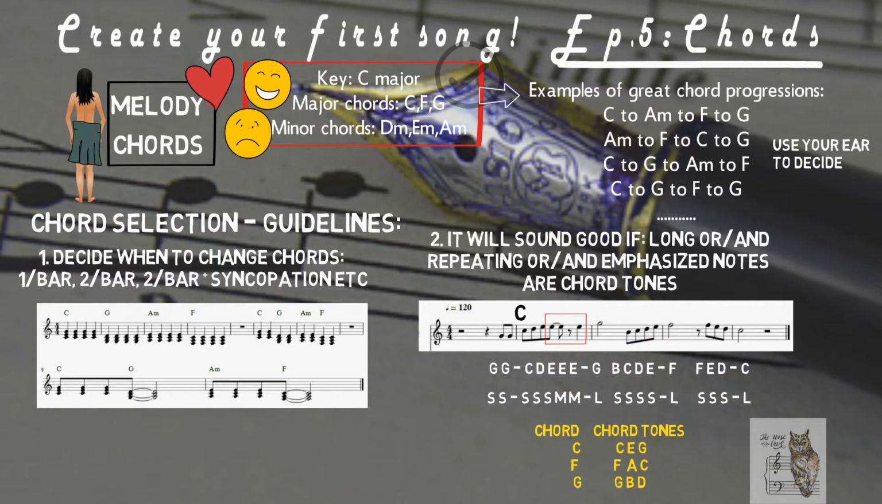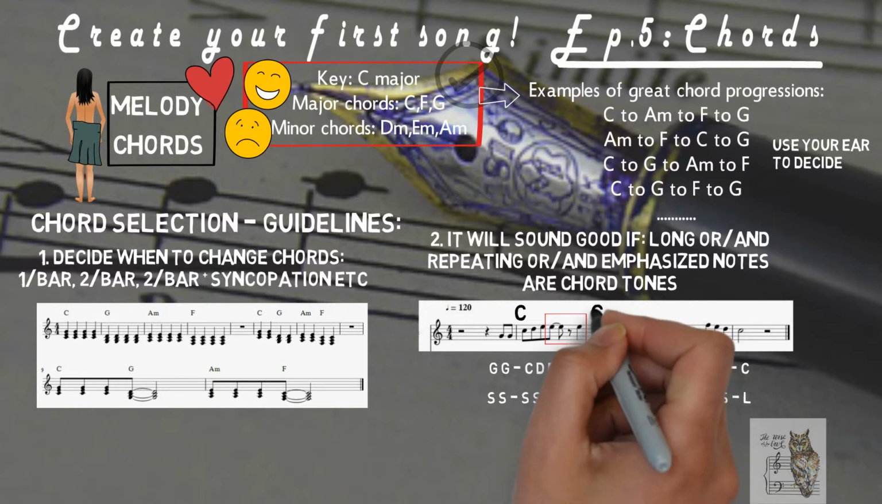Next, I see that G is the longest note and it's on a strong beat, so I can still use C major or use E minor or G major, as all have this chord tone. However, I decided that I want to change chords once per bar, so I don't want C major again, and I would like the song to sound happy, so I will choose the major chord, G.